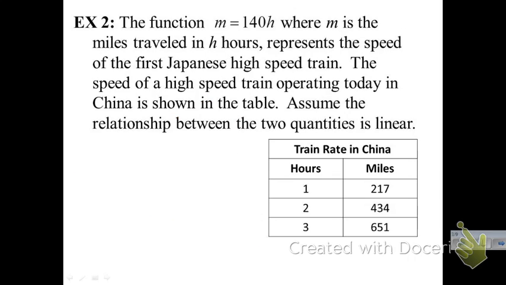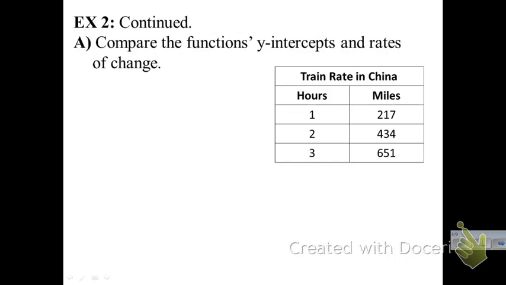Okay, example 2 says the function m equals 140h, where m is the miles traveled and h is the hours, represents the speed of the first Japanese high-speed train. The speed of a high-speed train operating today in China is shown in the table. Assume the relationship between the two quantities is linear. Then it says compare the functions' y-intercepts and rates of change.